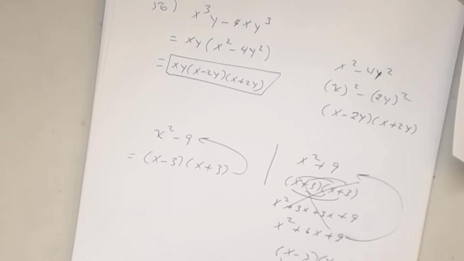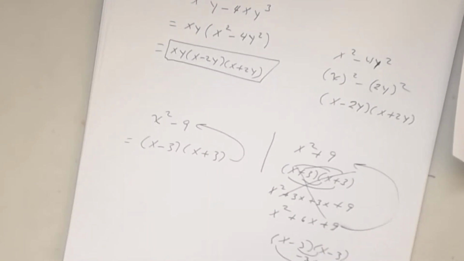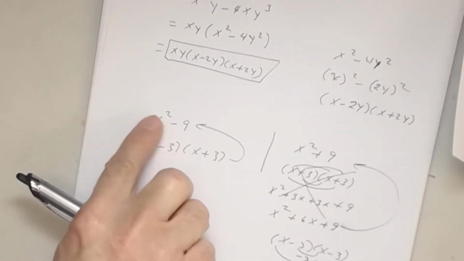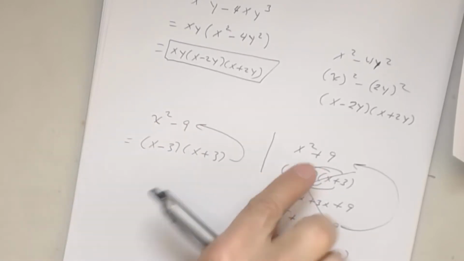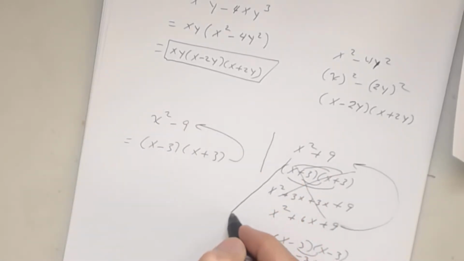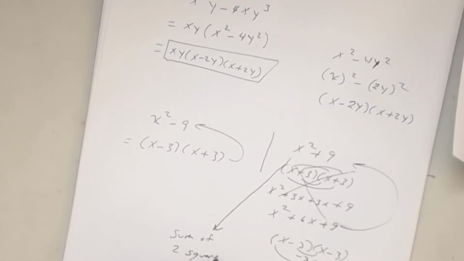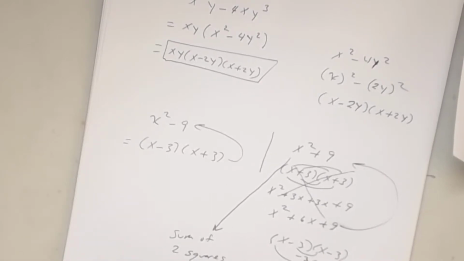What do y'all think? X squared plus 9? Say it again. You can't factor that. So this right here was the difference of two what? Squares. This is the sum of two squares. The sum of two squares cannot be factored. Can't be factored.